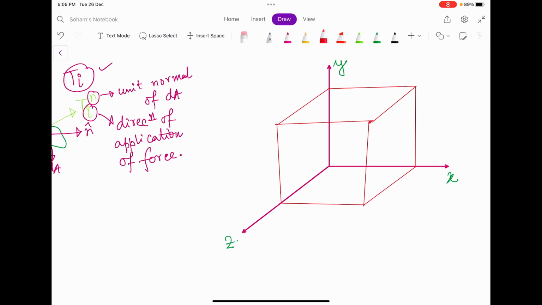Okay, so this part you can consider. Apologies for this part.